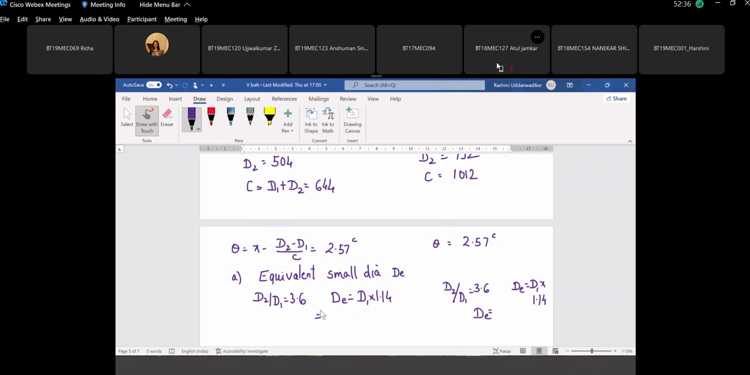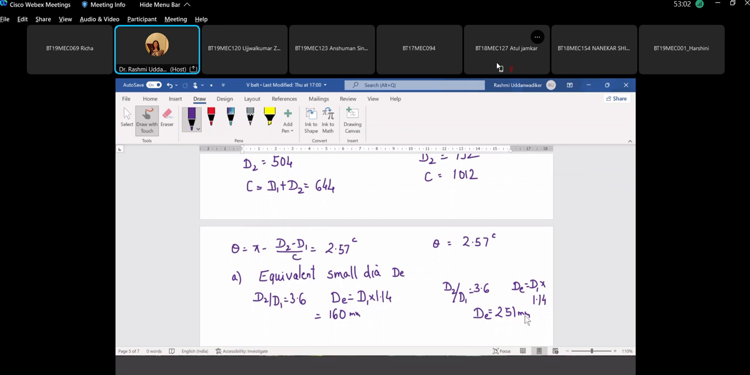$159.6. You can go with 160 for B. For C, C is 250, 251. Okay. Next page, turn the pages. You will get the rating in kilowatt for cross section B and for cross section C.